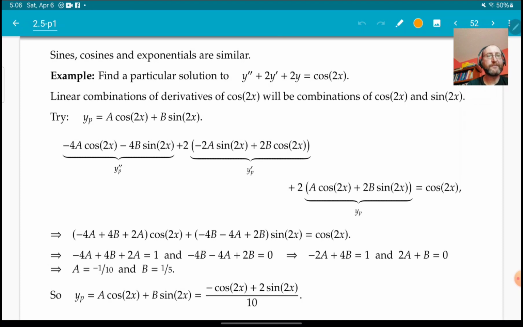You plug in this a, this b, and I already did a little bit of simplification here, and you get y sub p, some particular solution to this, is this over here. And so you see that we really did need both the cosine and the sine. We have that 1/5 of a sine 2x in our particular solution. We needed it. We couldn't get by with just trying a cosine 2x.